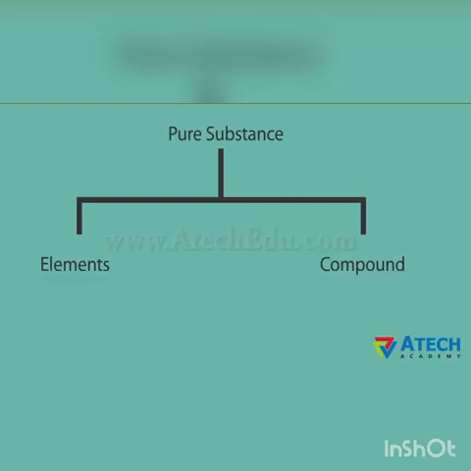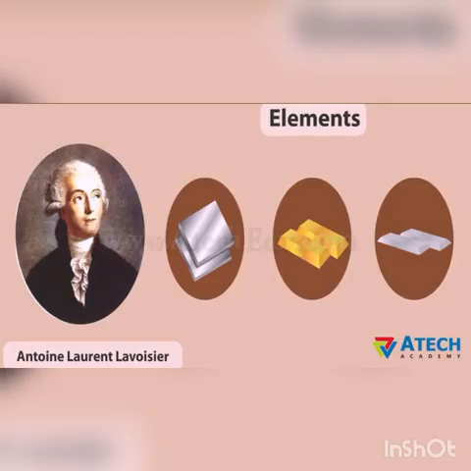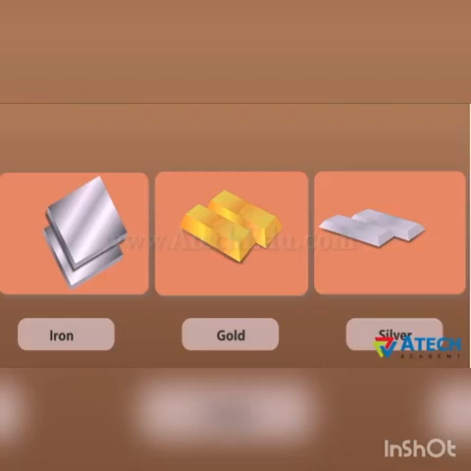You told me about mixtures, but what are the types of pure substance? They are mainly classified as elements and compounds. According to Antoine Laurent Lavoisier, an element is a basic form of matter that cannot be broken down into simpler substances by chemical reactions. For example, iron, gold, and silver are elements. They exist in their simplest form.